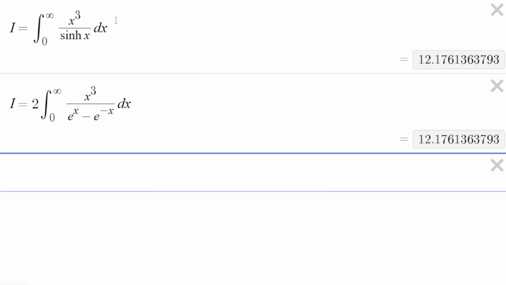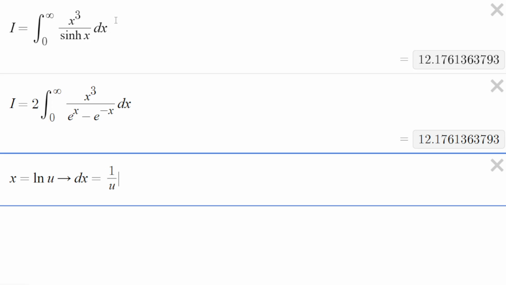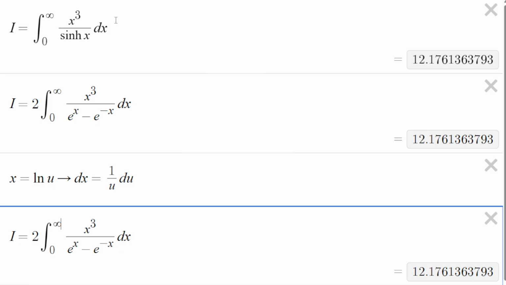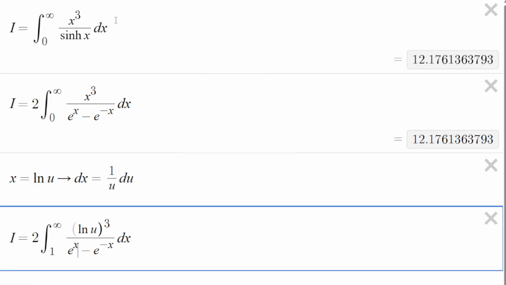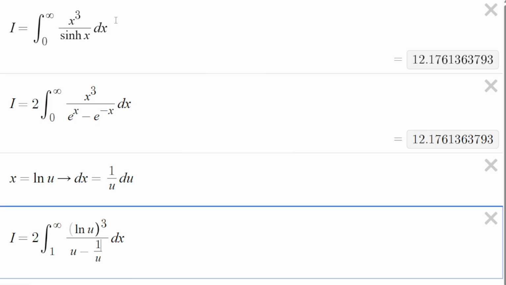Let's let x equal natural log u. So if we let x equal natural log u, we get dx equaling 1 over u du. All right, so let's rewrite this. Well, infinity is the natural log of infinity, and 0 is the natural log of 1. And then this will become natural log u cubed, and then e to the natural log u is just u. e to the negative natural log u is just 1 over u. And our dx becomes 1 over u du.